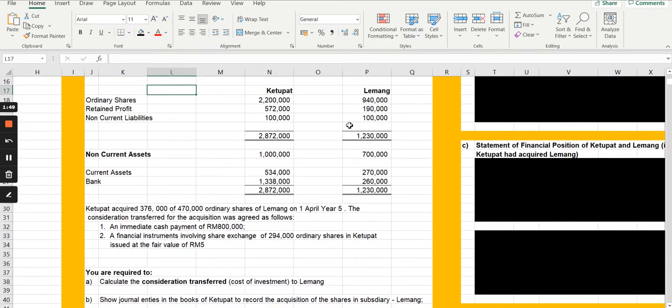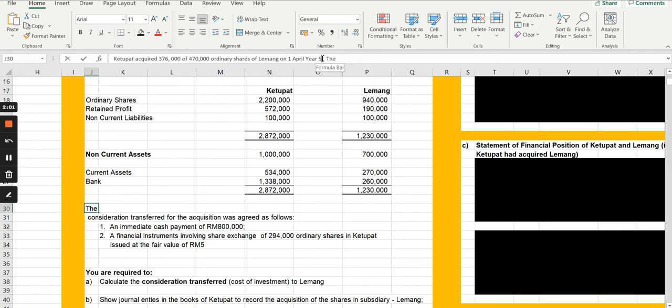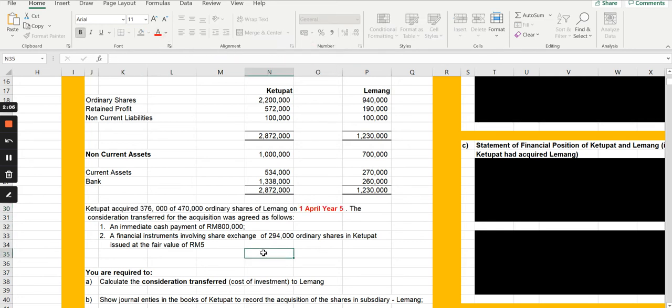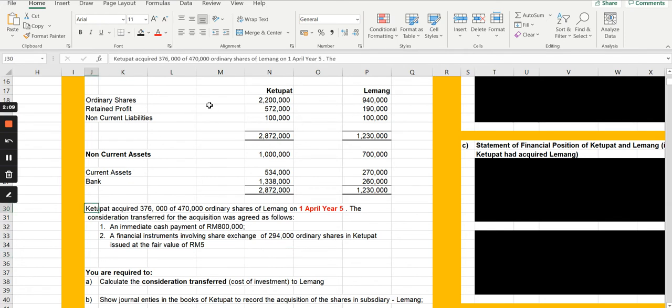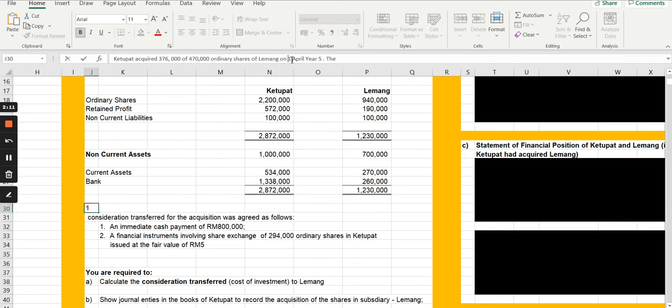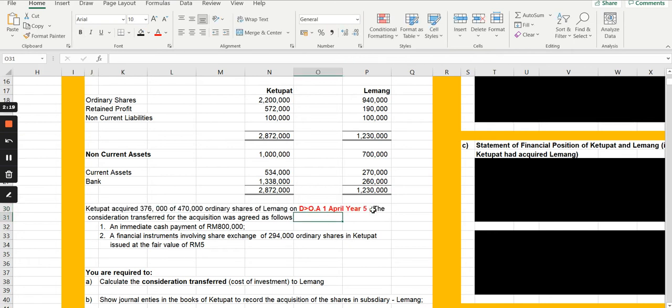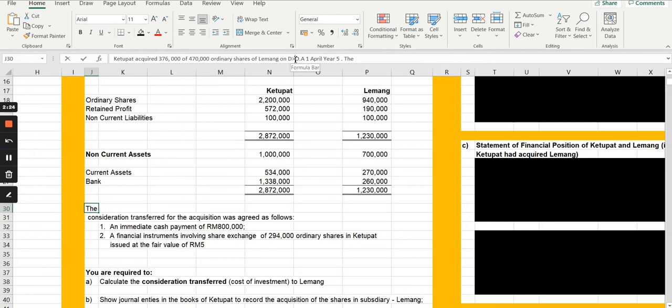And Ketupat acquired 376,000 or 470,000 ordinary shares of Lemang on 1st April. So the date of acquisition is mentioned here. So this is the date of acquisition, the one that I have put in red. So that is the date of acquisition. I put there D.O.A, date of acquisition, 1st of April.